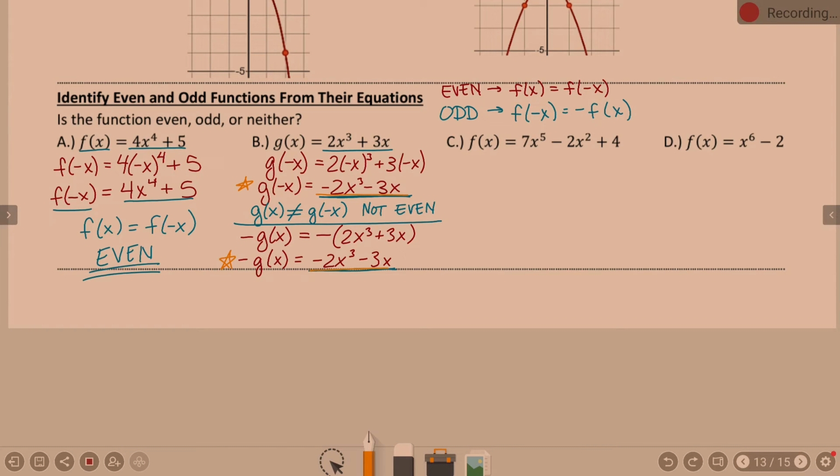So what's that mean? It's odd. g of negative x ended up equaling negative g of x. And because that happened, I know this is odd. It's not that this is super hard, but there's usually a little bit of problem understanding exactly how to deal with all the negatives. Questions?